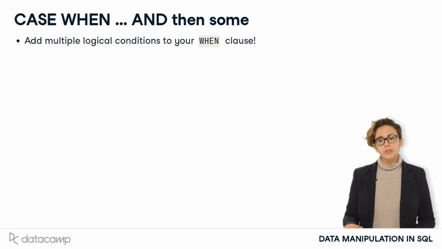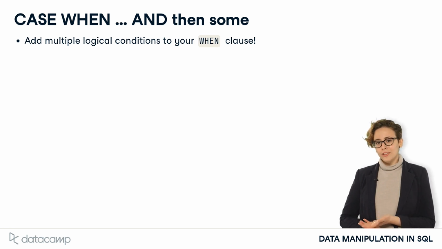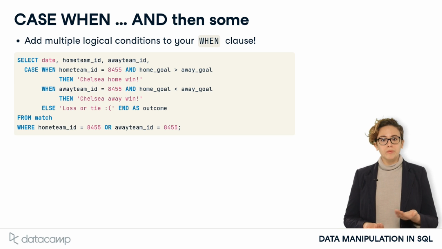If you want to test multiple logical conditions in a case statement, you can use AND inside your when clause. For example, let's see if each match was played and won by the team Chelsea. Let's see the case statement in this query. Each when clause contains two logical tests. The first tests if a home team ID identifies Chelsea, and then it tests if the home team scored higher than the away team. If both conditions are true, the new column output returns the phrase Chelsea home win.